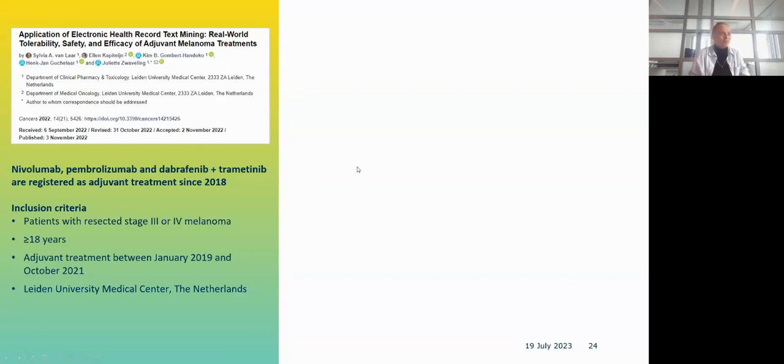So after 2 types of cancers, we went to another indication, which is melanoma treatments.